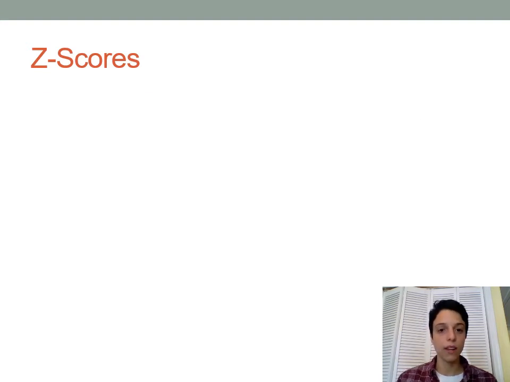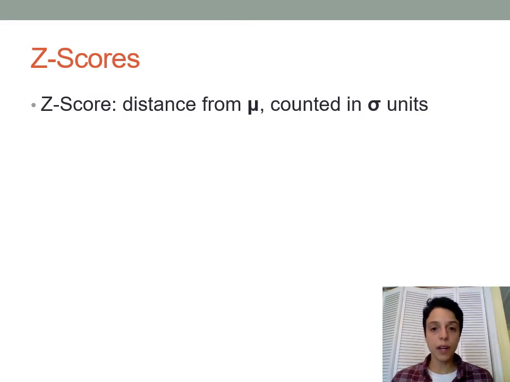So if you want to find the probability between values that are not within exactly 1, 2, or 3 standard deviations of the mean, you're often going to want to use something called a z-score. And a z-score can be defined as the distance from the mean counted in standard deviation units. So for example, if you're 1 standard deviation away from the mean going in a positive direction, you'd say that your z-score is equal to 1. If you're 1 standard deviation away from the mean going in the negative direction, you'd say that your z-score is equal to -1.